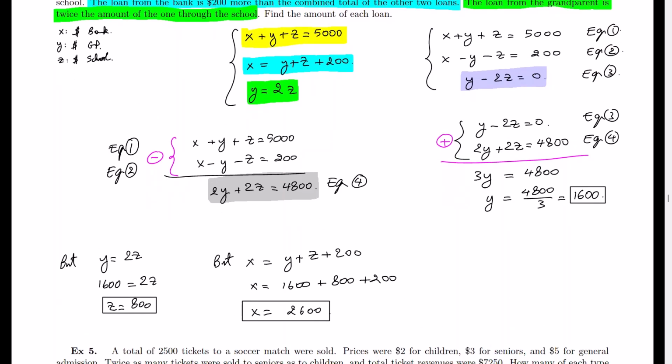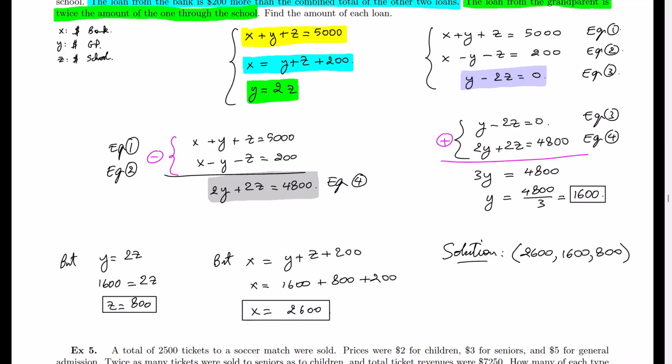So in summary, the X represents the dollar amount that the student took out from the bank, which in this case is 2,600. Y is the amount that the student borrowed from their grandparents, which is $1,600. And finally, Z represents the dollar amount of the loan that the student took from the school, and in this case, it's 800. So the solution is 2,600 followed by 1,600 followed by 800.